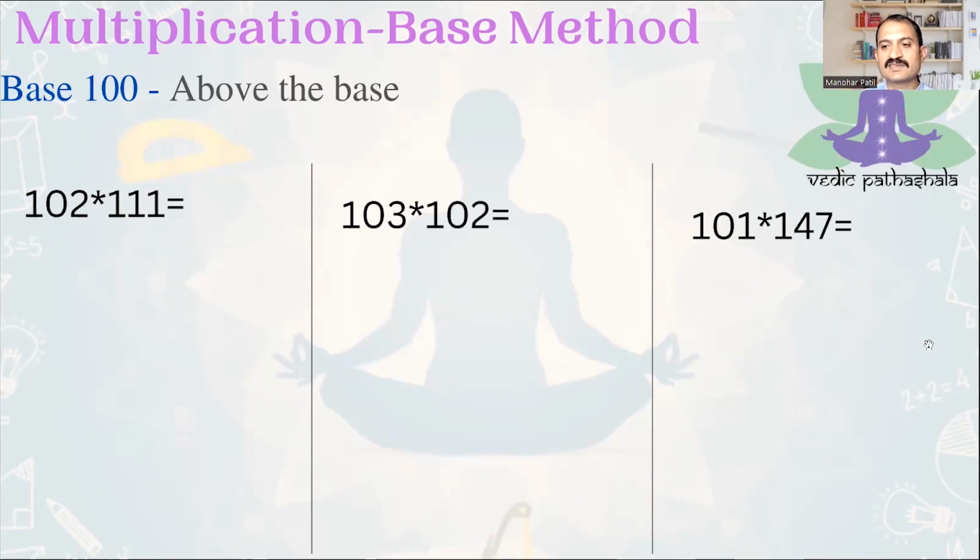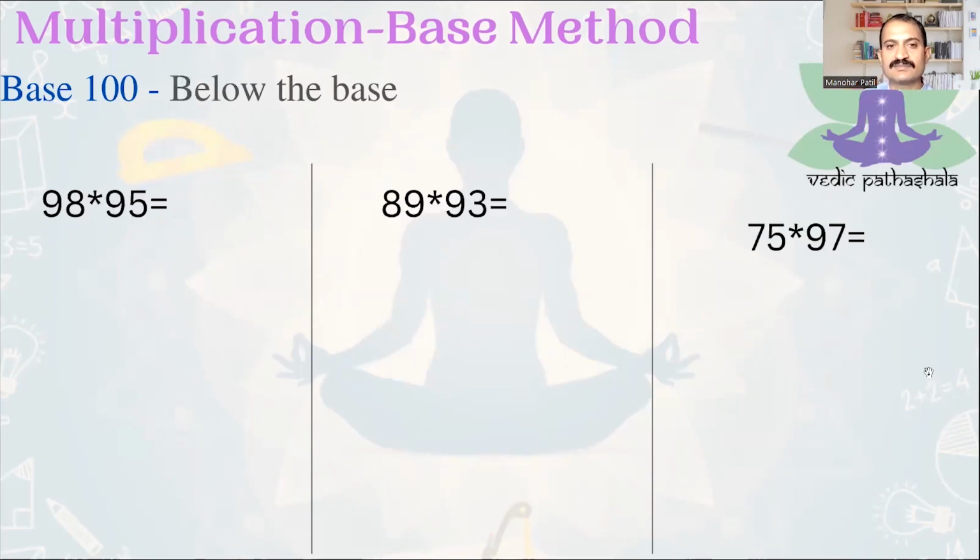So the next case: now we have seen base 100 above the base. What about base 100 below the base? We'll see it. You just follow the same rule, same steps, and you will get the answer. First, write the numbers in the proper way, and then write the deviation.